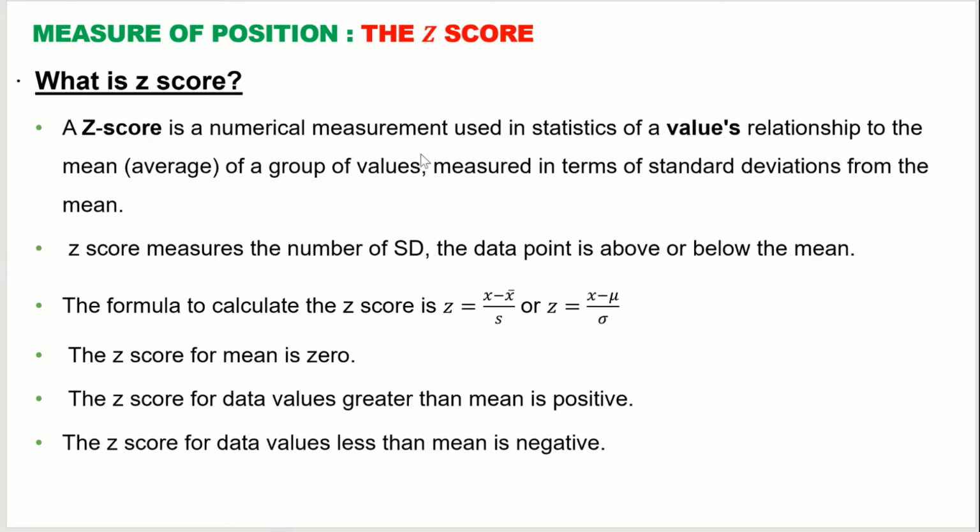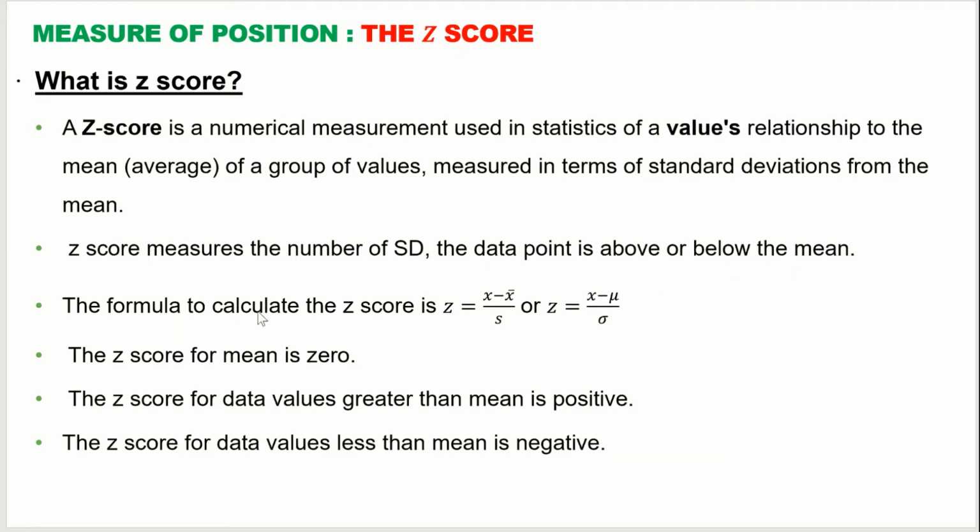A z-score is a numerical measurement used in statistics of a value's relationship to the mean or the average of a group of values, measured in terms of standard deviation from the mean. Or in simple language, when we say z-score, it counts the number of standard deviations above or below the mean a particular value is. So the z-score measures the number of standard deviations the data point is above or below the mean.